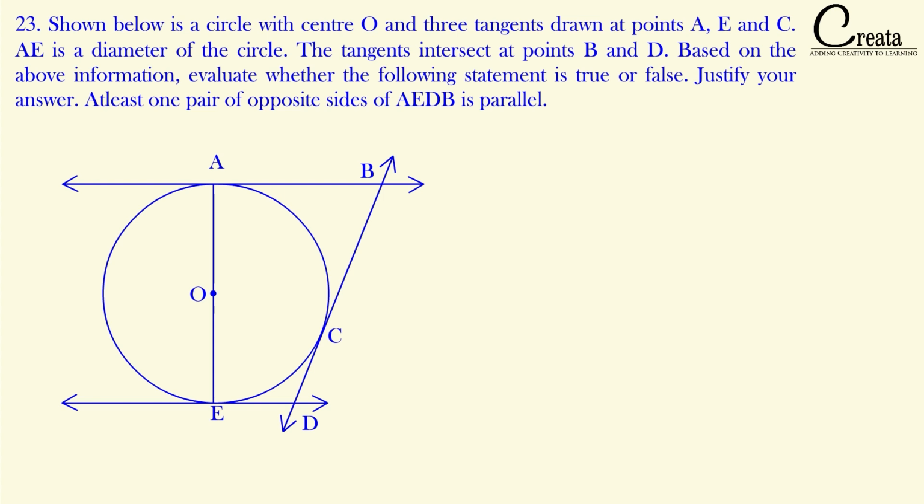Here the fundamental that will be used is the tangent and the radius are perpendicular to each other. If we talk about this tangent and this radius, both will be perpendicular to each other. This angle will be equal to 90 degrees. This is the concept of the tangent. The tangent and the radius are perpendicular to each other.